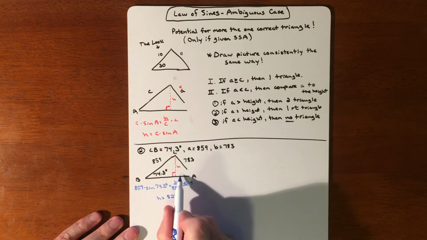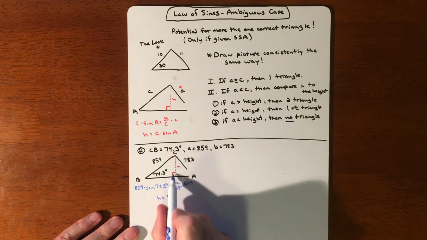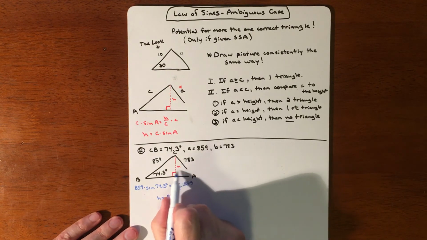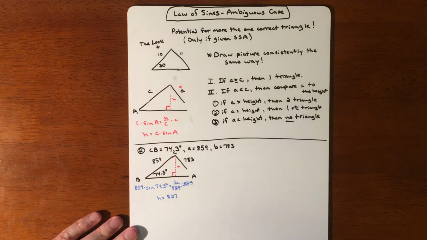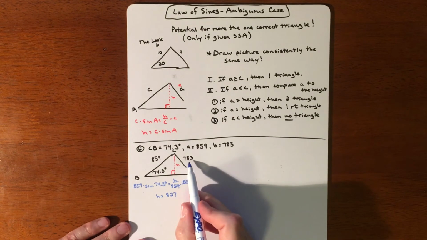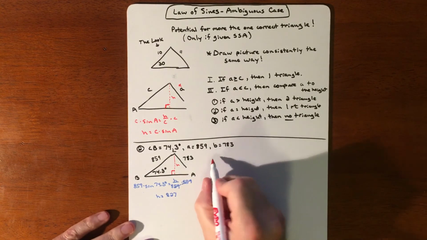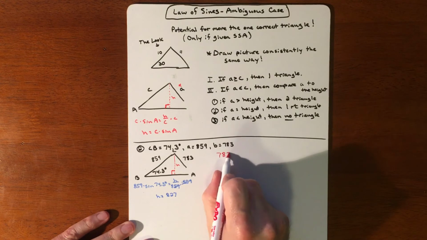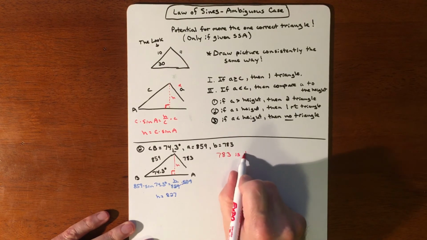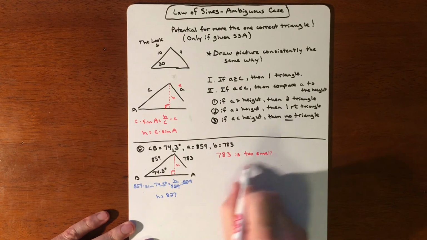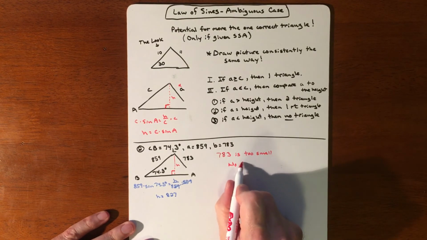swing, because if it's exactly 827, this piece would have to line perfectly straight up and down. So 783 is too small. It's too short. It would just swing and never connect. So as far as kind of the Goldilocks reference, this is too small. It's not just right, right? So we don't have a triangle. That's all that means. 783 is too small. So we have no triangle.